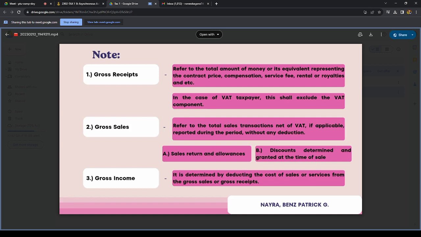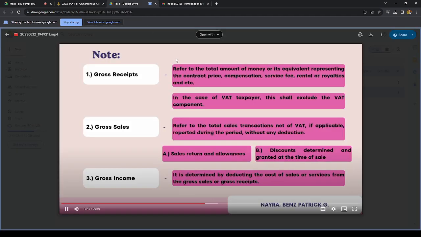On the other hand, gross sales refer to the total sales transactions net of VAT, if applicable, reported during the period without any other deduction. However, gross sales subject to the 8% income tax rate option shall be net of these deductions. First, sales returns and allowances for which a proper credit or refund was made during the month or quarter to the buyer for sales previously recorded as taxable sales. And secondly, the discounts determined and granted at the time of sale, which are expressly indicated in the invoice, the amount thereof forming part of the gross sales duly recorded in the books of accounts.